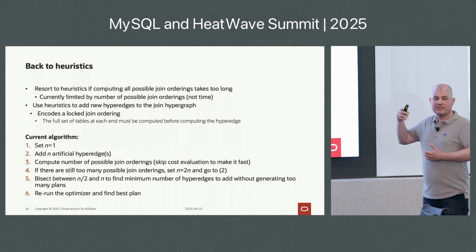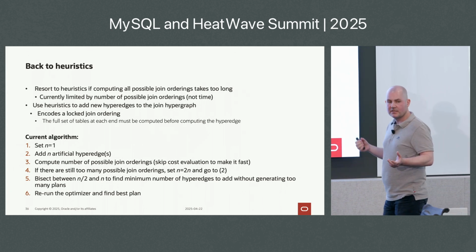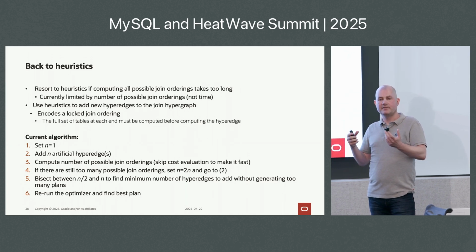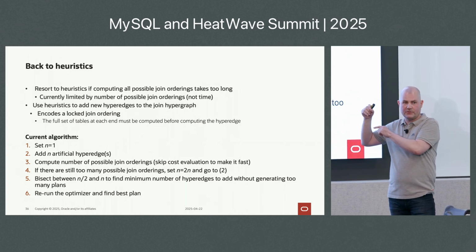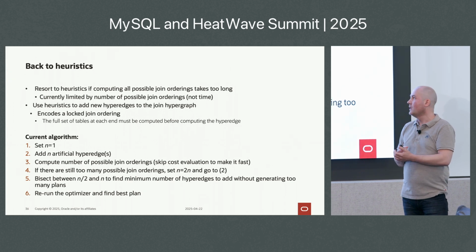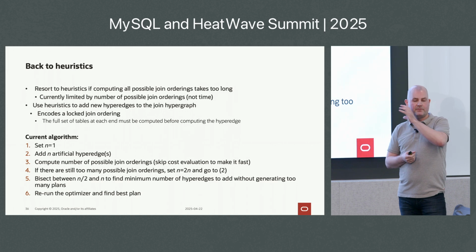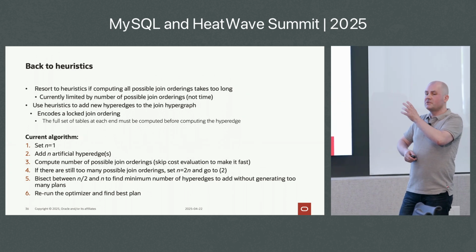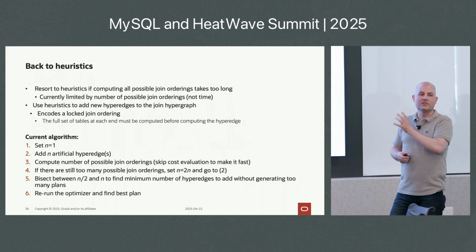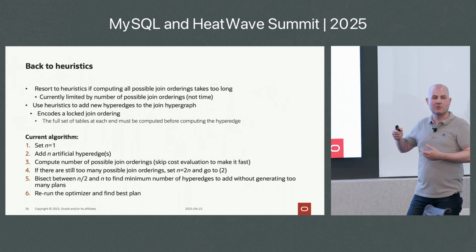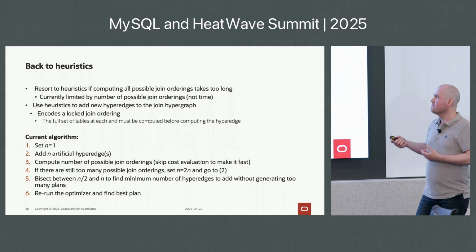So as I said, we have this hypergraph that encodes basically join ordering. The hyperedge between T1 and T2 and T3 said that T2, T3 had to be joined together first, and then we could join with T1. We can use that trick to encode into the hypergraph artificial hyperedges that lock join ordering. So we can use that to reduce the number of join orderings that are possible to generate from this hypergraph, meaning that the optimizer will run for a shorter amount of time.